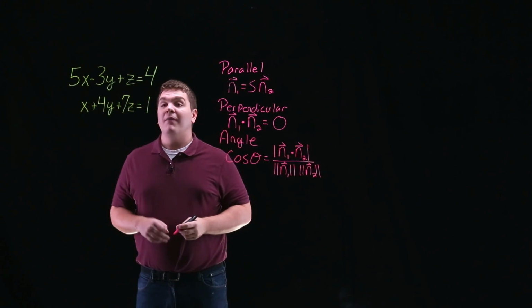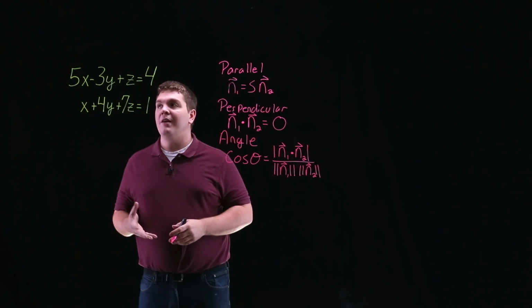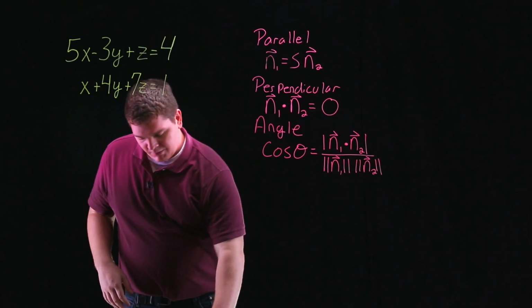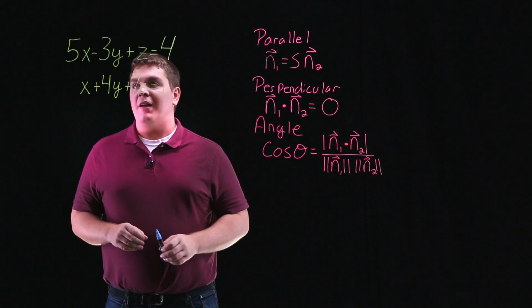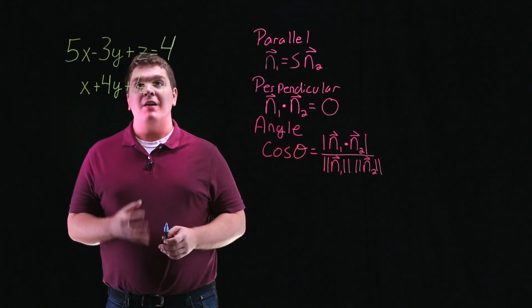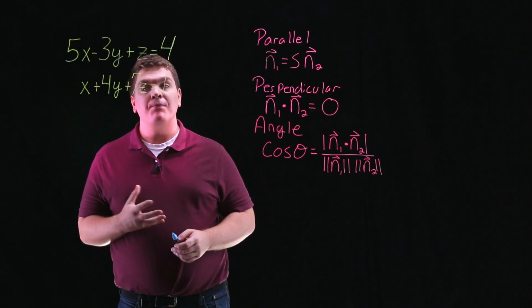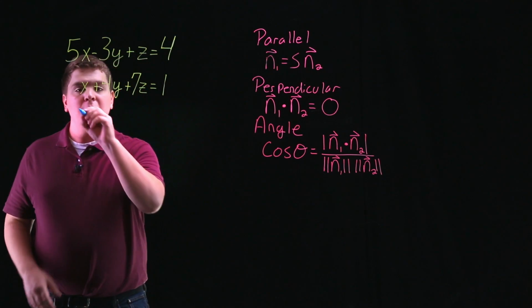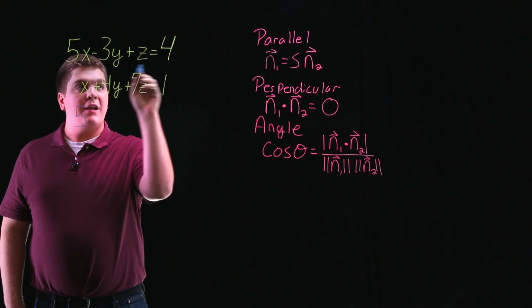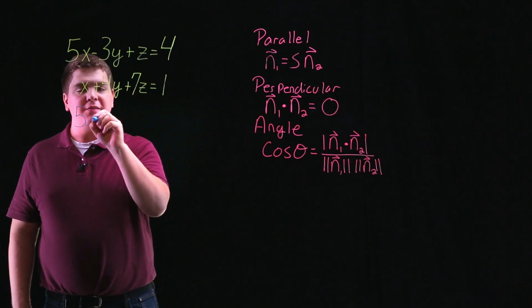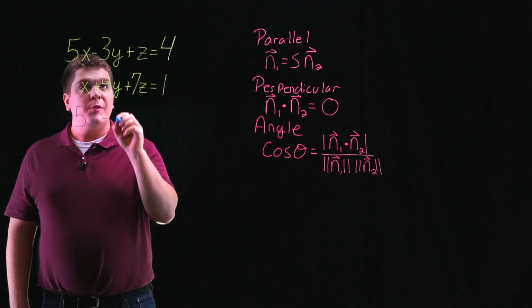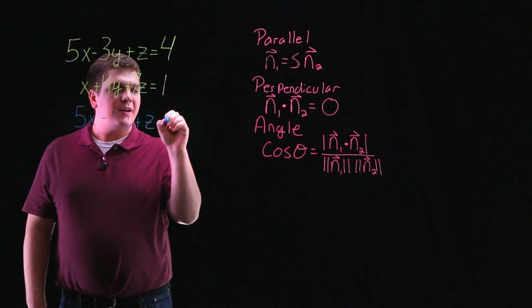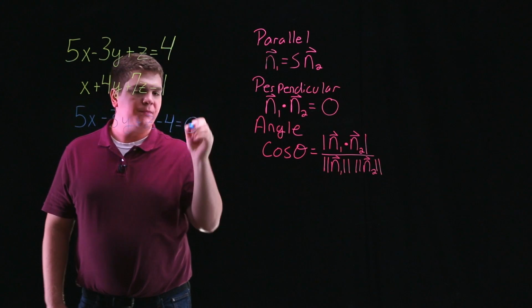So now let's look at our two planes, and from here we can find n1 and n2. Let's start by looking at our first plane, 5x minus 3y plus z equals 4. I'm going to start by rewriting this in the general form. You don't really have to, but that's where I'm going to start. To do that, I'll subtract 4 from both sides of the equation, which leaves me with 5x minus 3y plus z minus 4 equals 0.